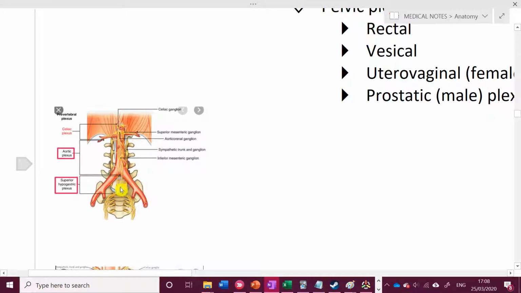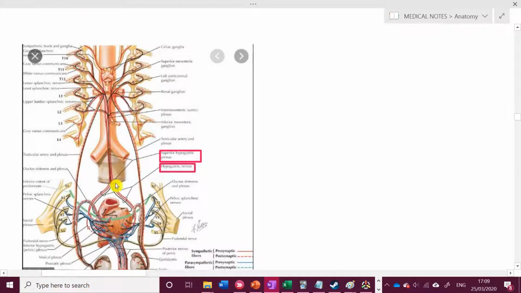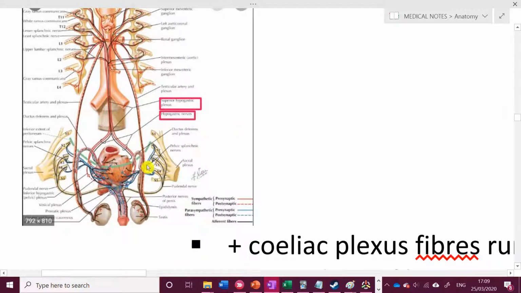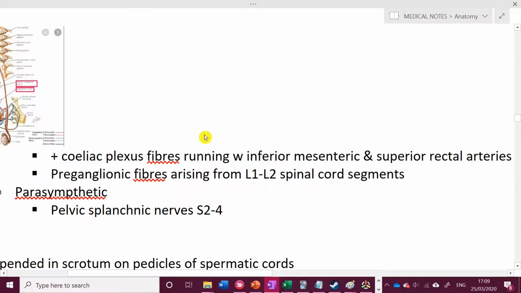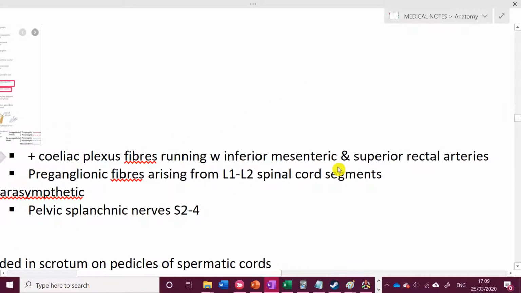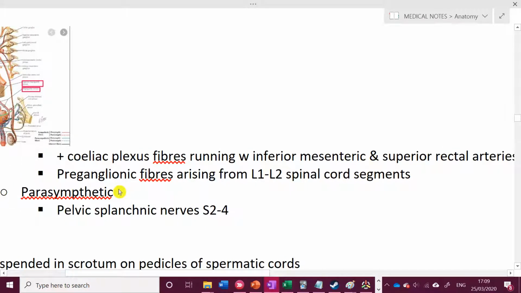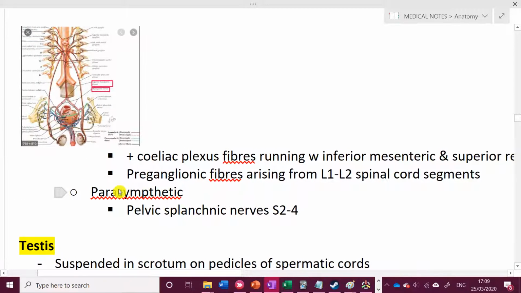So you can see it's the hypogastric plexus, a continuation of the aortic plexus, and that's how they run here. You can see in this diagram. The celiac plexus has fibers running with the inferior mesenteric and superior rectal arteries, and preganglionic fibers arising from the L1 and L2 spinal cord segments. There's parasympathetic innervation from the pelvic splanchnic nerves S2 to S4.